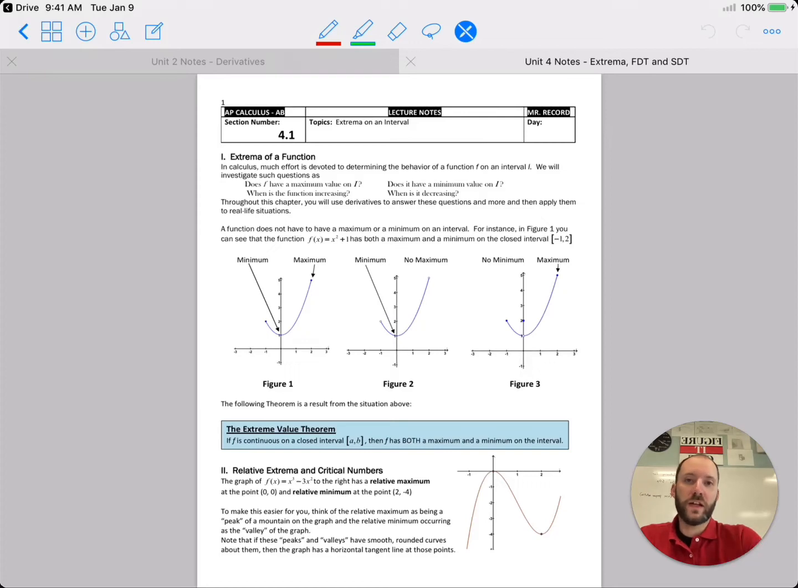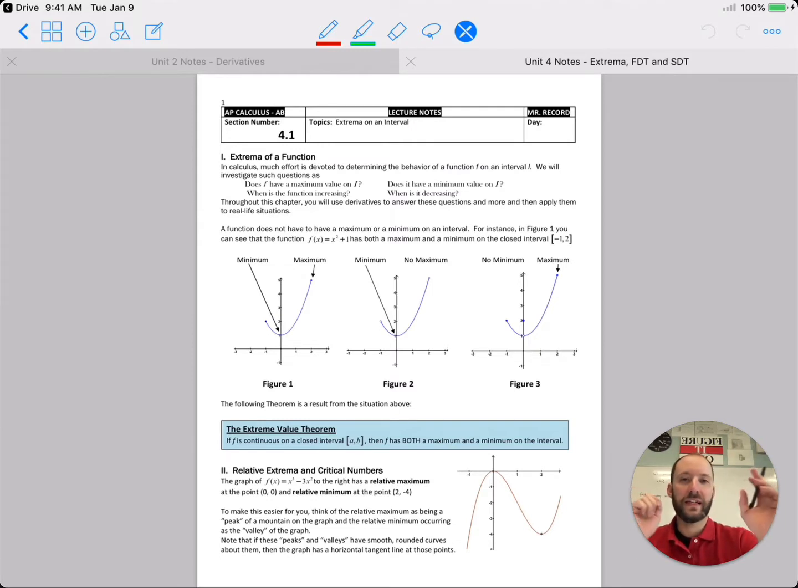The topic today is extrema on an interval. This corresponds to section 4.5 in our textbook. In this unit, we're going to look at function analysis. So given a graph or given an equation, the visual or the analytic, what can you say about the function?